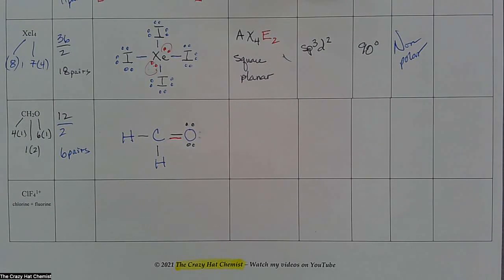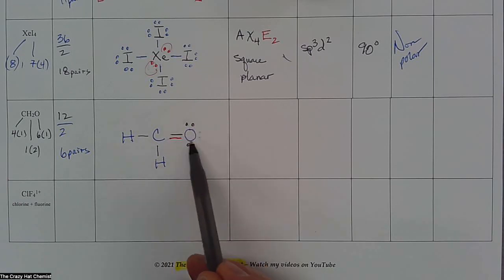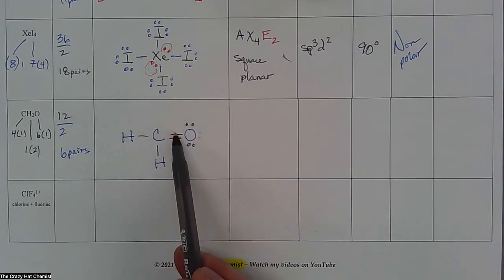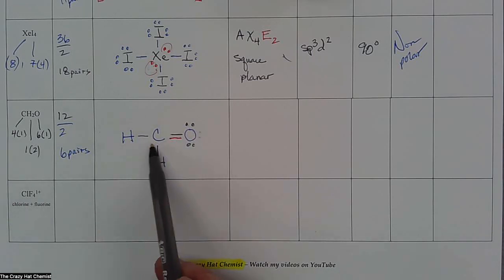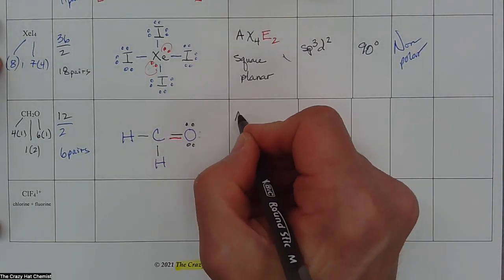I like how that looks. Yes, beautiful thing. All right, so we've got this central carbon and hydrogens attached to it, and then we have this oxygen right here. This oxygen has 2, 4, 6, 8. We have this carbon that has 2, 4, 6, 8. That's an octet for both the oxygen and carbon, and a duet for this hydrogen and a duet for this hydrogen here.